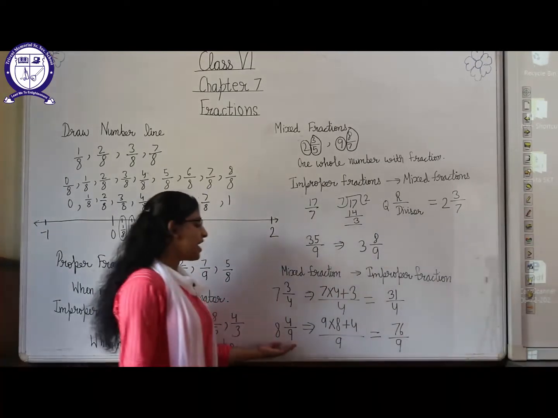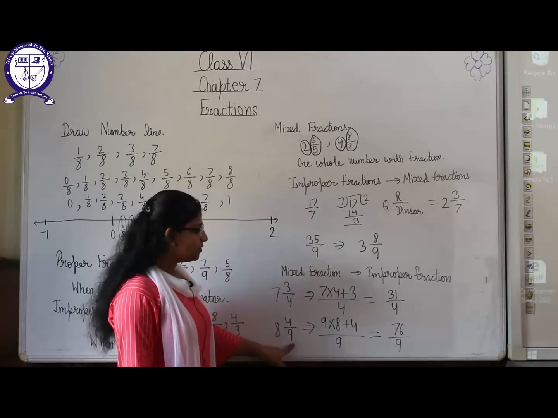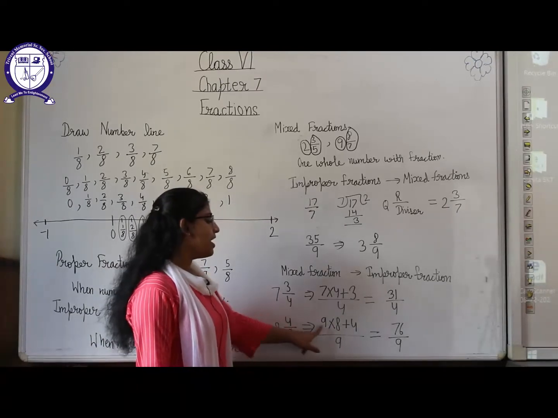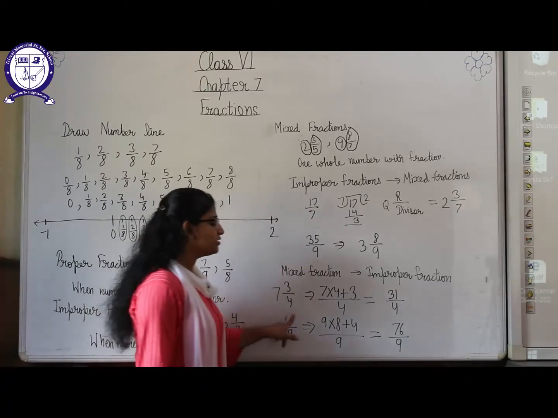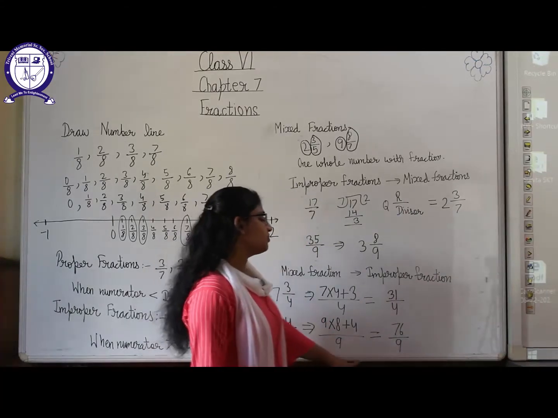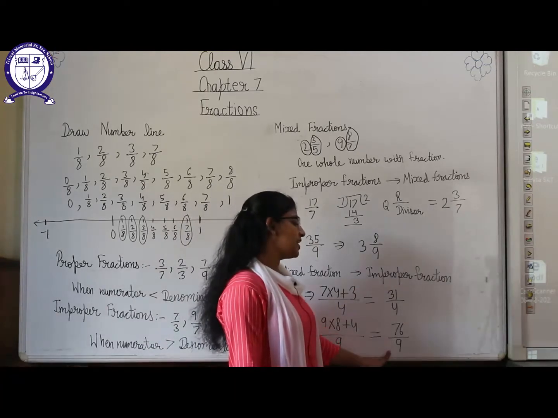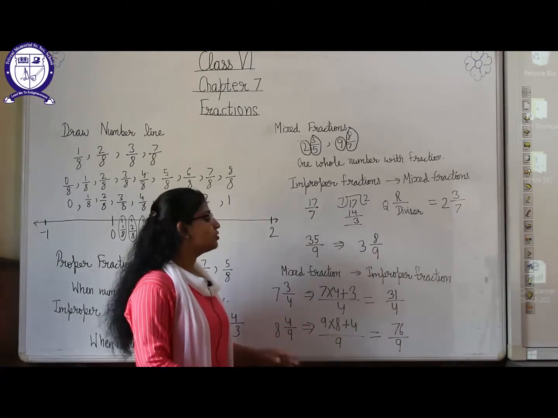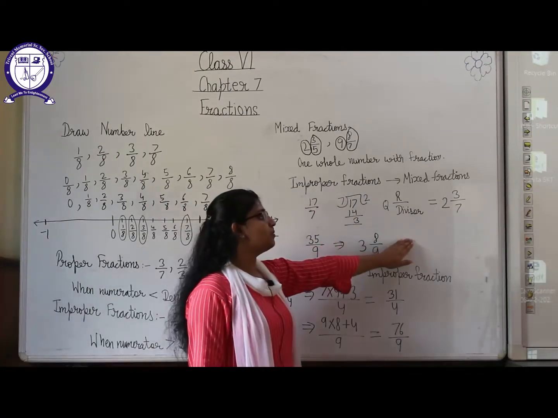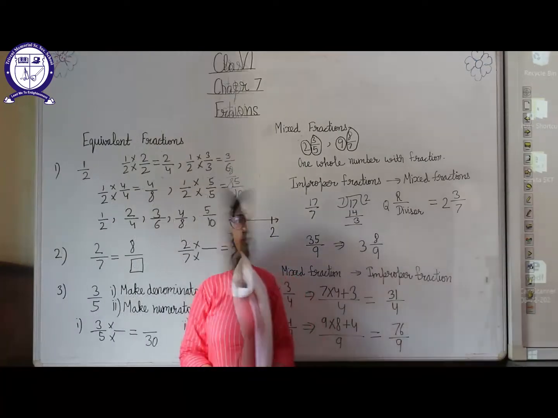In the same manner, we have to change 8 4/9. In this, what will we multiply? We will multiply 9 by 8. So 9 times 8 is 72, and when we add 4 to it, 72 plus 4 will be 76, and 9 will be the denominator. So like this, 76/9 is the answer here. So students, like this you can change. If an improper fraction is given to you, you can change it into a mixed fraction. When a mixed fraction is given to you, you can change it into an improper fraction.